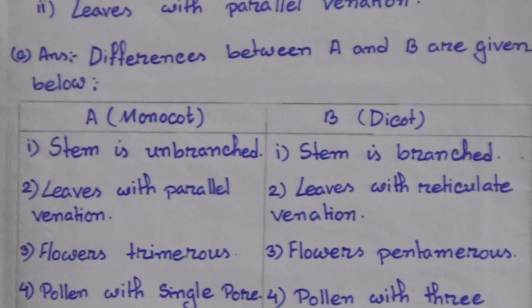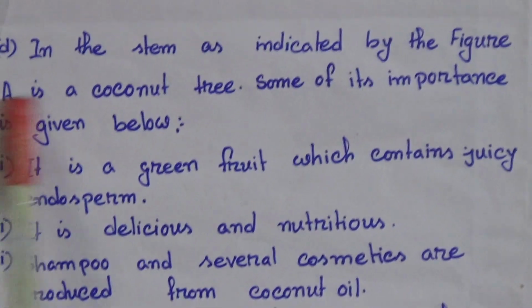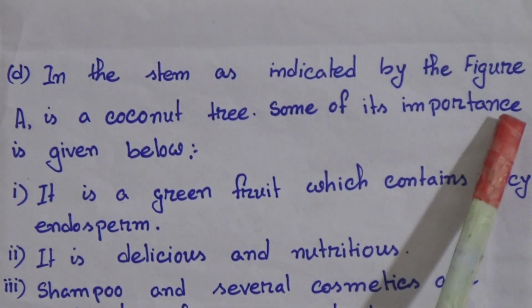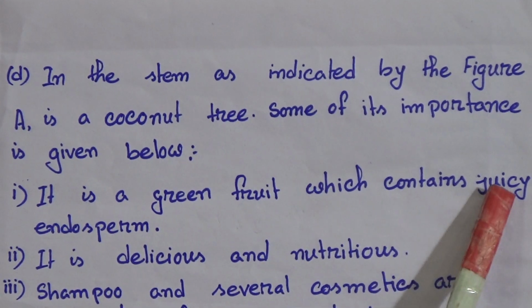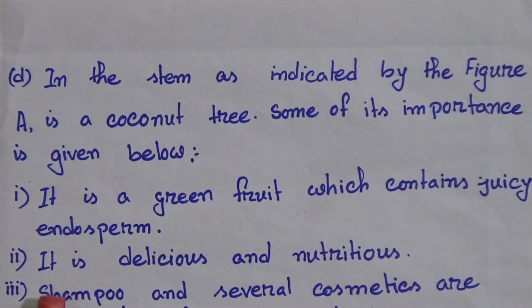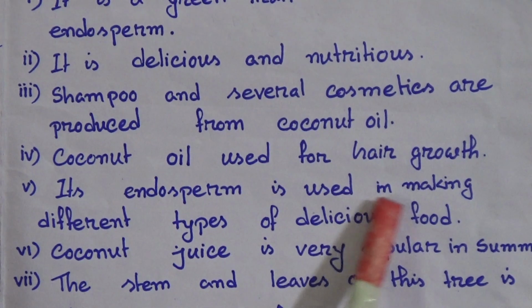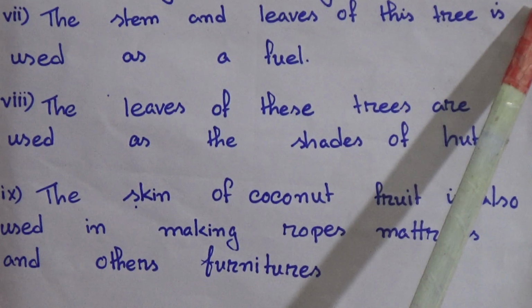Now we will give the answer to question D. Write down the importance of A in your life. The plant indicated by figure A is a coconut tree. Some of its importance is given below. It is a green fruit which contains juicy endosperm. It is delicious and nutritious. Shampoo and several cosmetics are produced from coconut oil. Coconut oil is used for hair growth. Its endosperm is used in making different types of delicious food. Coconut juice is very popular in summer.